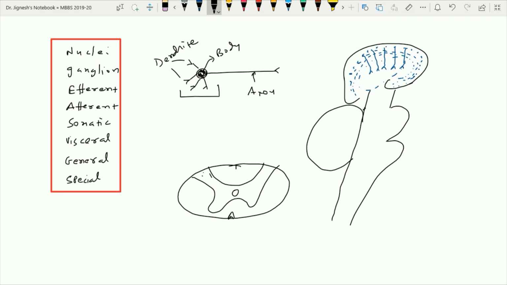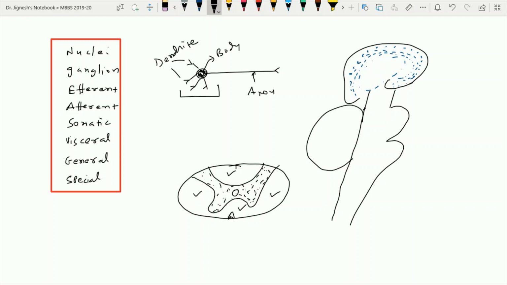So this central part is made up of the cell bodies of the neurons, and that's why this portion is called the gray matter of the spinal cord, while this remaining portion is composed of the maximum number of axons within it, and that's why it is the white matter of the spinal cord.